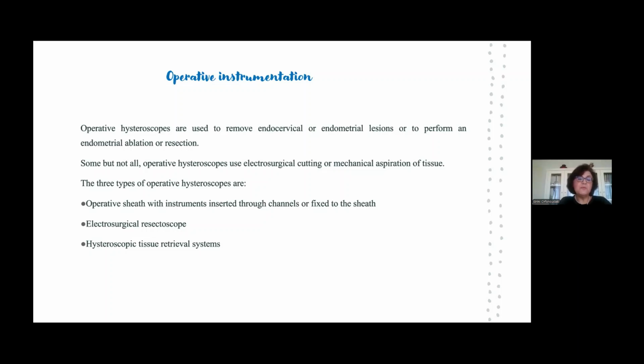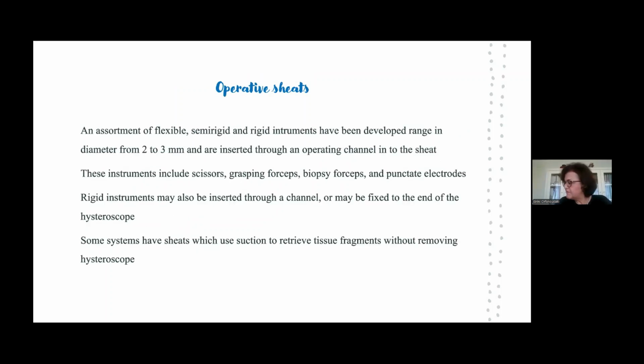The 3 types of operative hysteroscopes are the operative sheath with the instrument inserted through channels or fixed to the sheath, the electrosurgical resectoscope, and the hysteroscopic tissue retrieval system. Operative sheaths, an assortment of flexible, semi-rigid and rigid instruments, have been developed, 2 to 3 mm in diameter, and are inserted through an operative channel to the sheath.